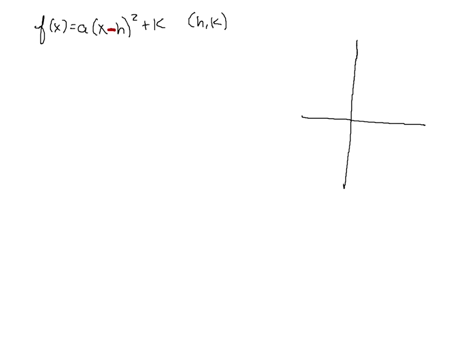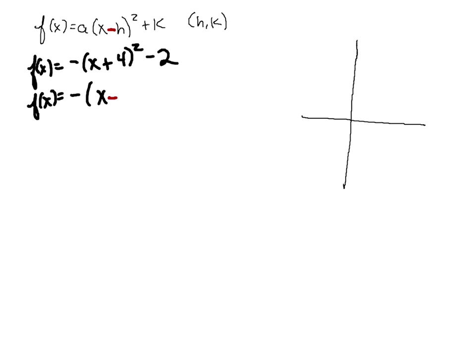For example, if we have a function that looks like this, f of x, by the way, you are seeing what I'm writing on the board, right? Okay, very good. Yes, I am. Okay, so say we have f of x equals negative x plus 4 squared minus 2. Well, since minus is in the form, we would have to rewrite this as f of x equals negative x minus negative 4 squared minus 2.